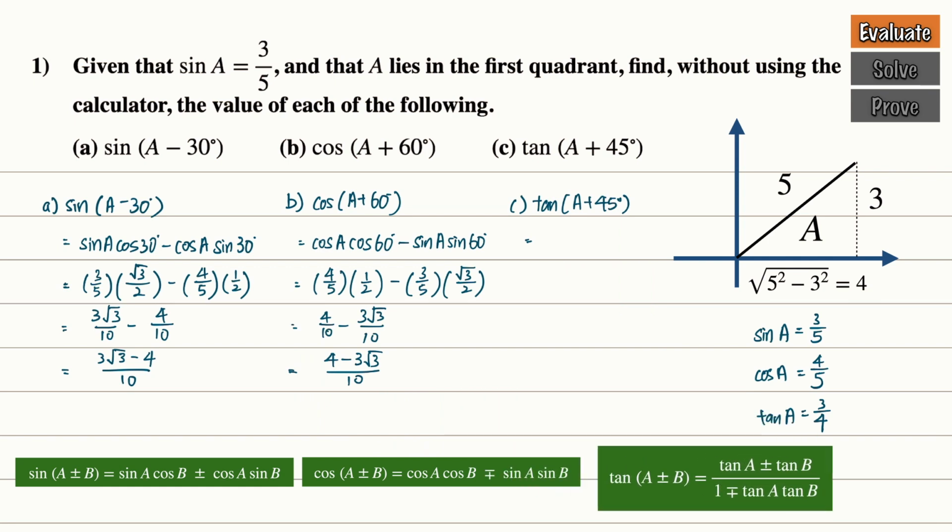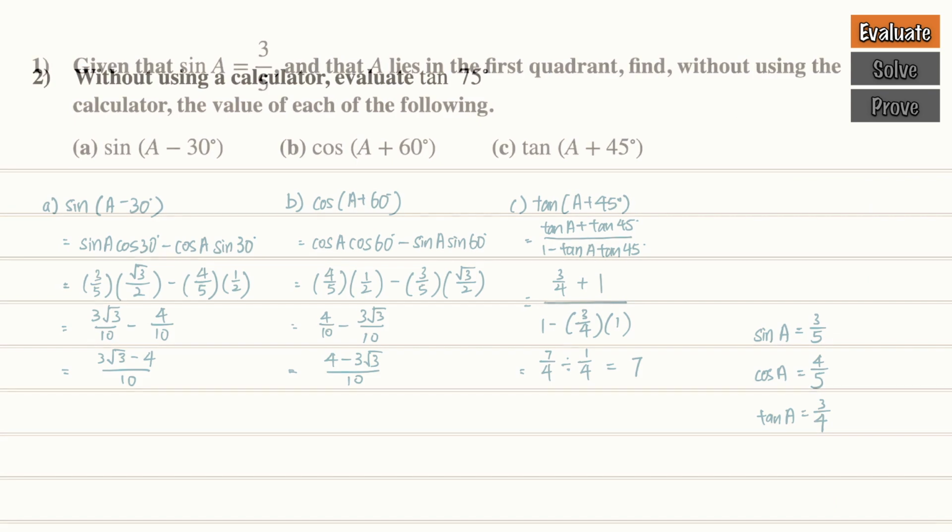For part C, we can expand it as such. It is equal to tangent A plus tangent 45 degrees over 1 minus tangent A tangent 45 degrees. Now, if you have memorized your special angle again, very quickly, you can get tangent 45 as 1. Alright, so tangent A we have found earlier is 3 over 4. So plus 1 over 1 minus tangent A, which is 3 over 4 multiplied by 1. Simplifying, we will have 7 over 4 divided by 1 over 4, and this gives us a nice value of 7.